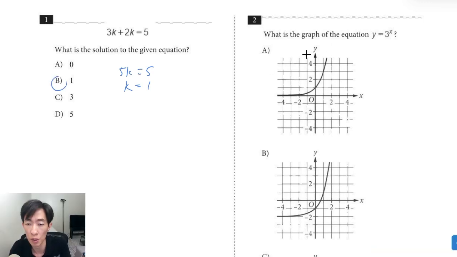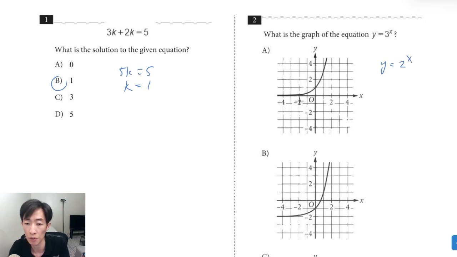Question 2, what is the graph of the equation y equals 3 to the x? So this is an exponential equation. You should have memorized that any exponential equation is going to look like choice A. I usually have people memorize 2 to the x.